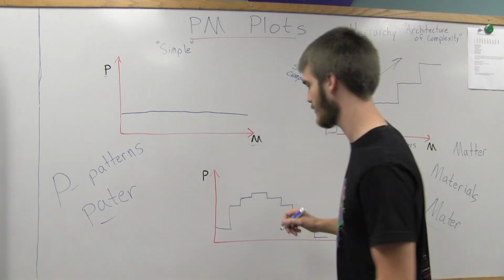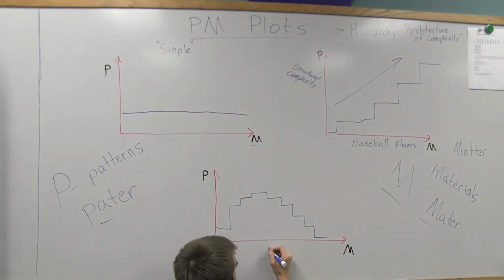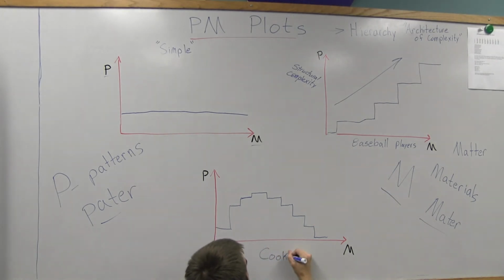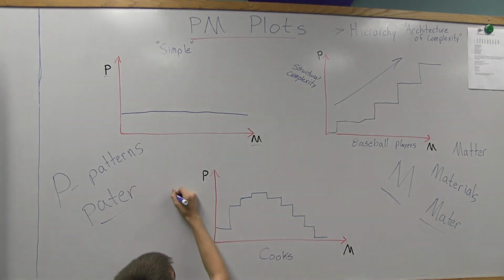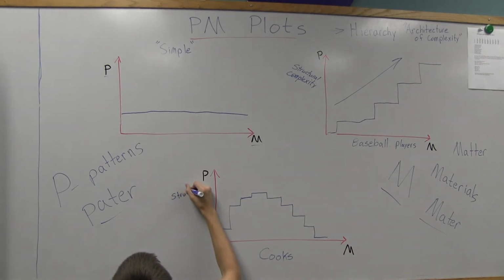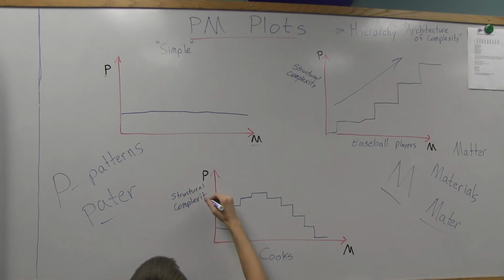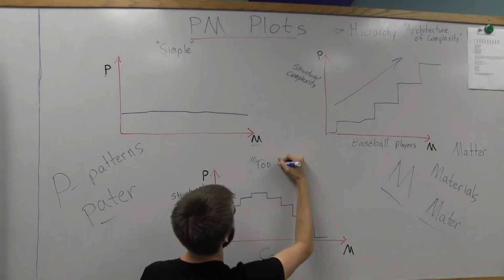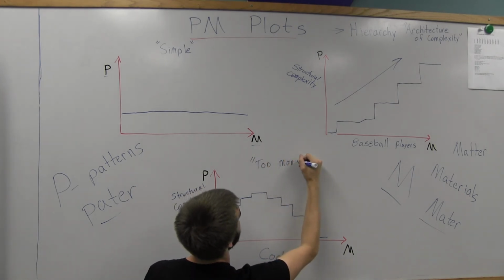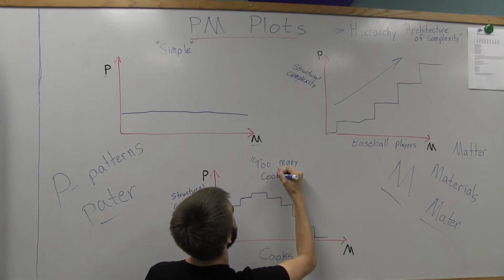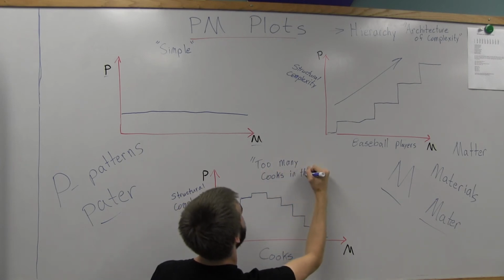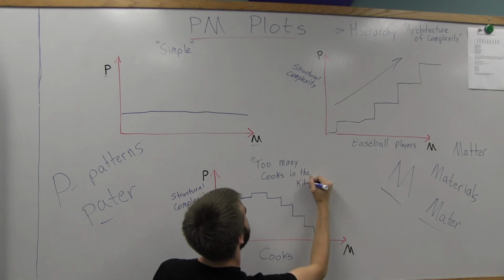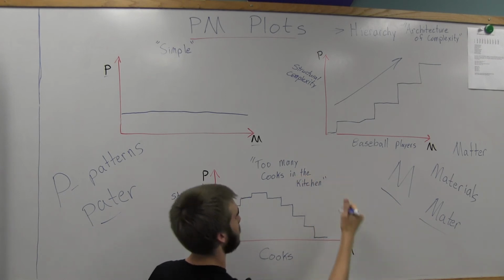So I'm going to call these cooks, and I'm going to call this, again, structural complexity. And this is my too many cooks in the kitchen model. Yeah, you got it. I'm going to take my time writing this out because I like it.